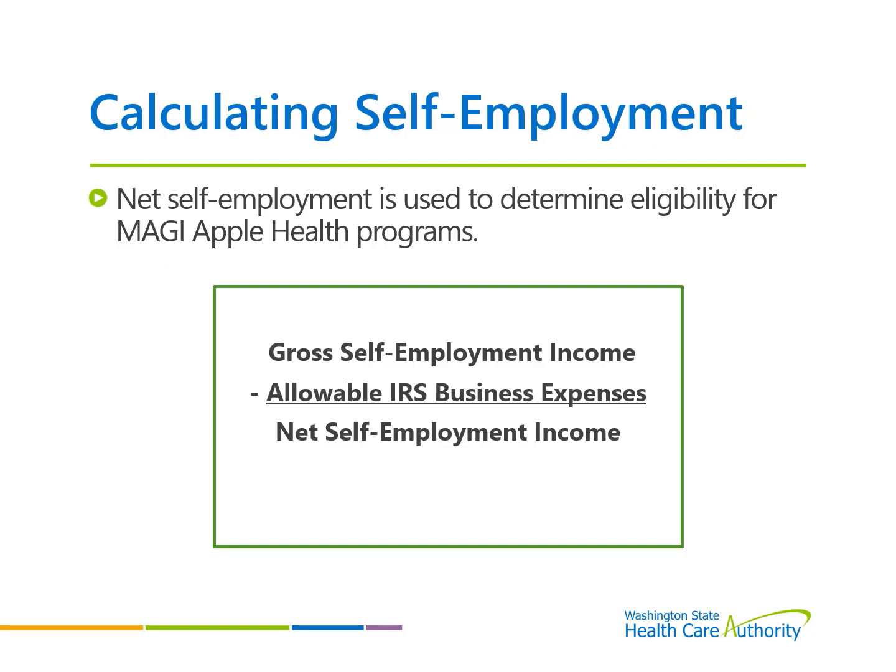Calculating self-employment. Net self-employment income is used to determine eligibility for MAGI-based Apple Health programs. To determine the net self-employment income, start with the gross self-employment income and subtract any IRS allowable business expenses. This amount is the gross countable income that we discussed earlier in this presentation. The net self-employment amount, or gross countable income, is further reduced by the IRS allowable deductions and the 5% FPL income disregard to figure the total MAGI.